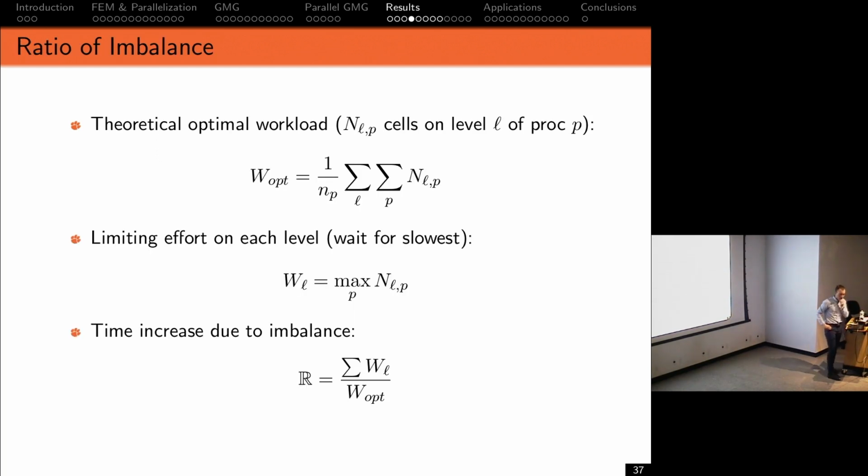So I can actually look at the workload, and I can define an optimal workload by saying, well, ideally, I have work proportional to the number of unknowns on that level, and I just split them evenly between the number of processors. And I assume I have to wait for the slowest one, and then I have basically an imbalance between the two, right? It's the sum of the work on each level that I actually do compared to the optimal one, which would be if I had a way to optimally split work between all of them.